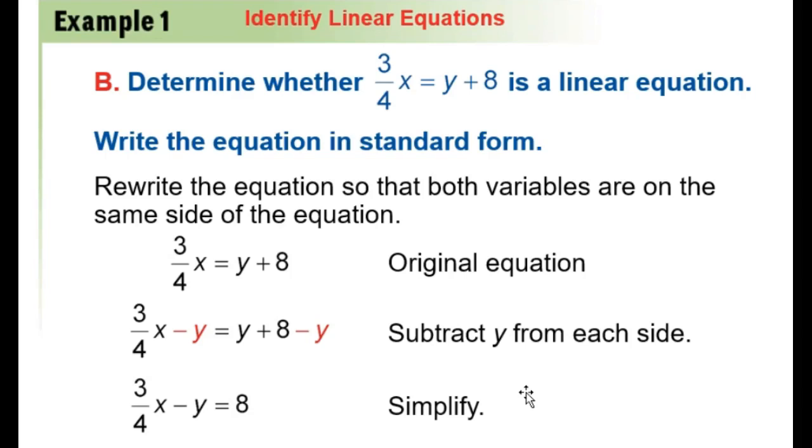Okay, so again, we're going to rewrite the equation so that the variables are on the same side. The first step in doing that is what Dawn said. She wants to subtract y from both sides. So as you see on your screen, that becomes 3 over 4x minus y equals y plus 8 minus y. The two y's will cancel out, and you see 3 over 4x minus y equals 8. Okay? Now, are we done with this one?